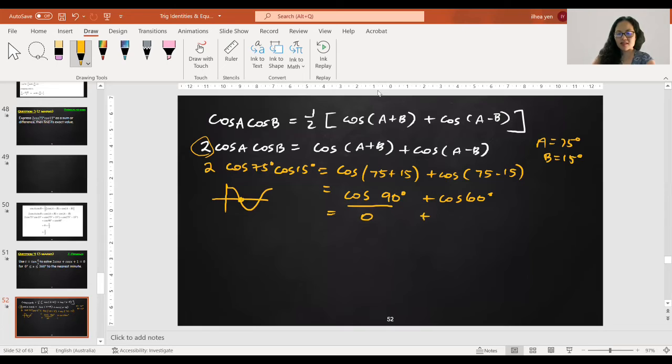And what's cos 60, guys? Remember your exact ratios, 30, 60. So cos 60 is half. So the answer is half.